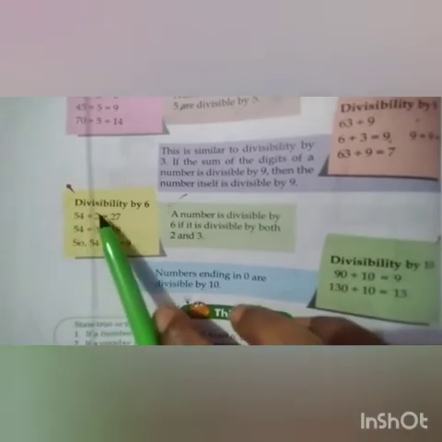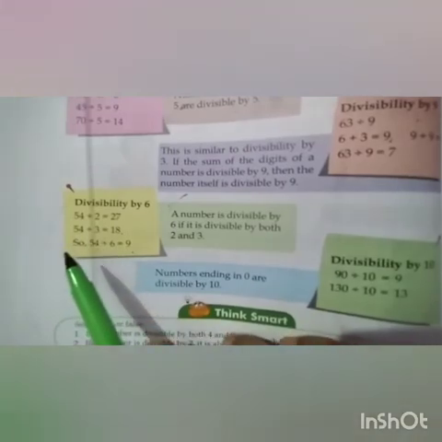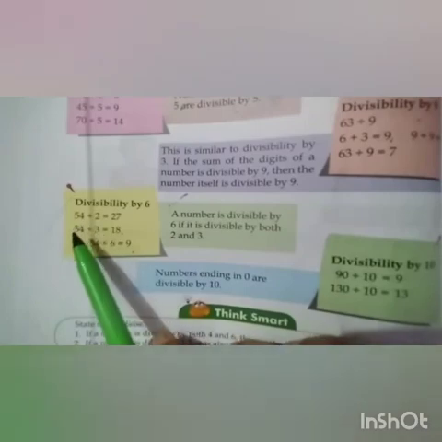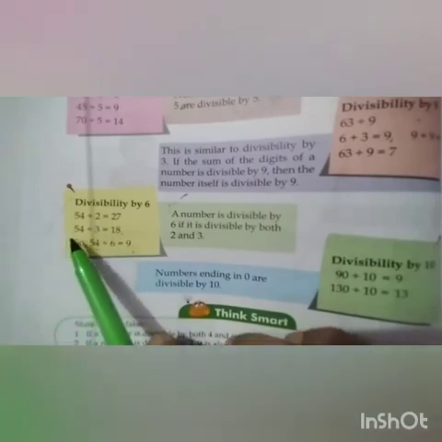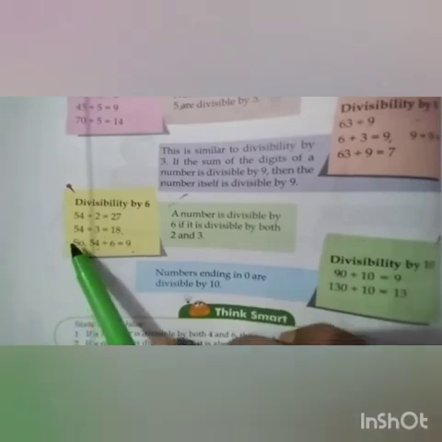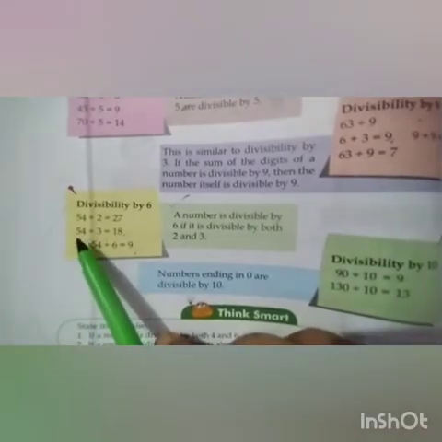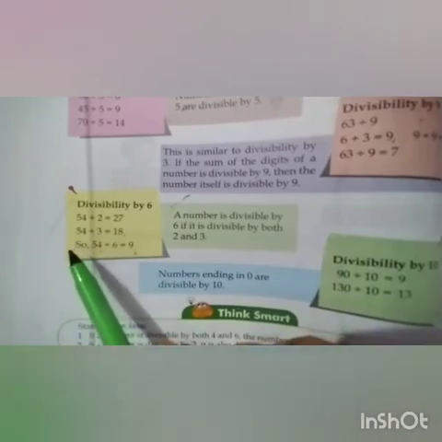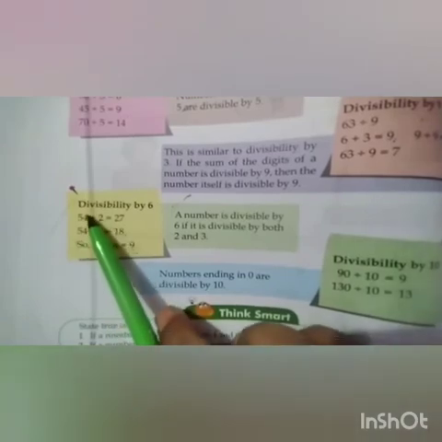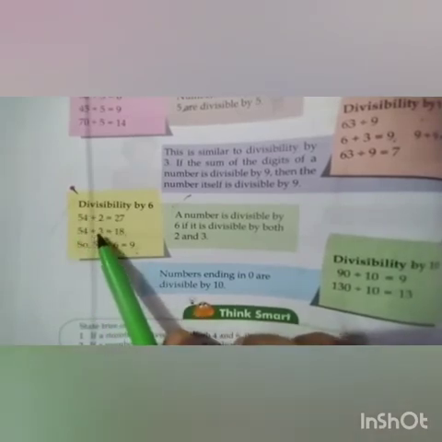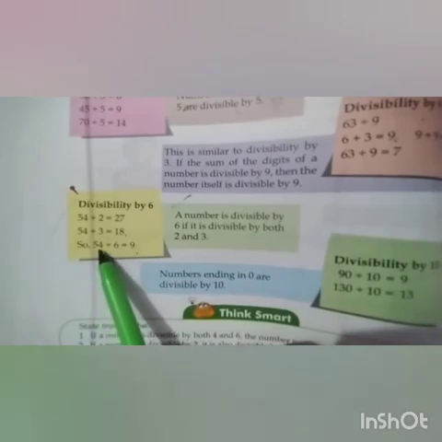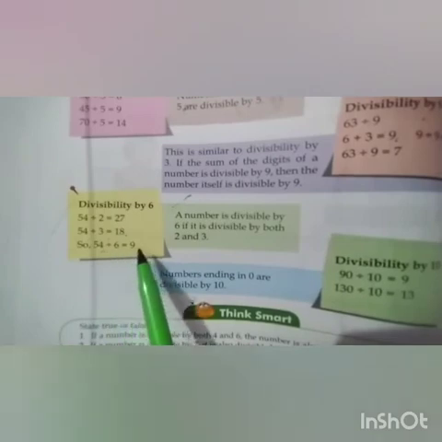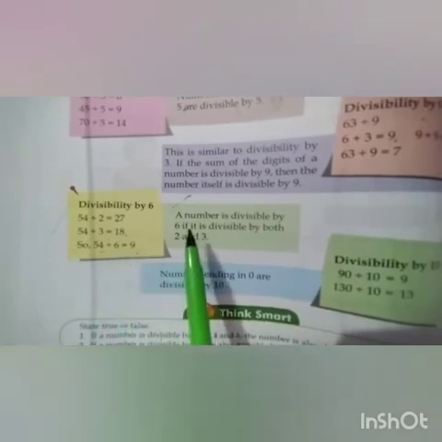How? The number is divisible by 2 and 3. First, the number is divisible by 2. Check the divisibility of 2: 54, the unit digit is 4. So we can divide 54 by 2. Next, 54 divided by 3. 5 plus 4 equal to 9. Yes, 9 is exactly divisible by 3. Then 54 is divisible by 2 and 3. So we can divide 54 by 6. 9 6s are 54. That is, 54 divided by 6 is equal to 9.